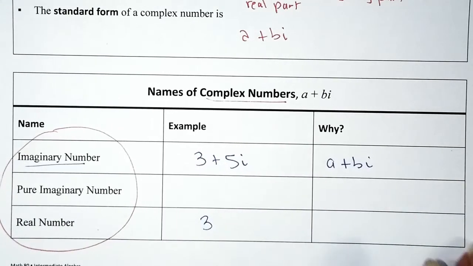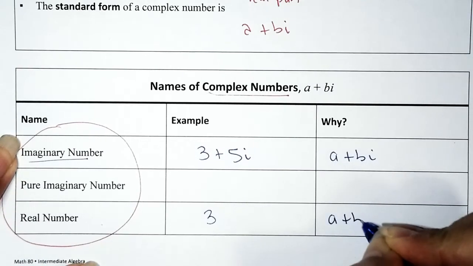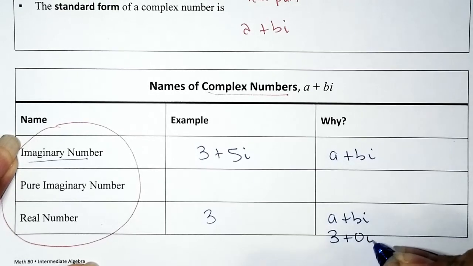It's a lie, it's not my favorite number, but I just put it so they look the same. Why is 3 a complex number? I thought 3 is a real number. 3 is a real number, but why is it also a complex number? Well, 3 is a complex number because it can also be written in the form a plus bi. In this case, we can write it as 3 plus 0i.